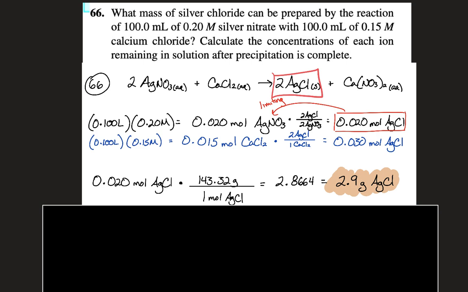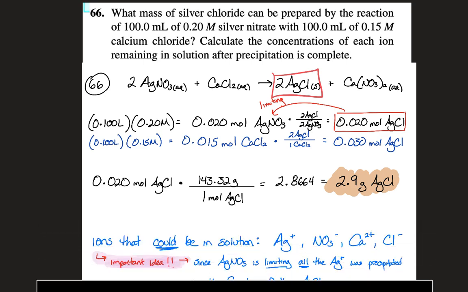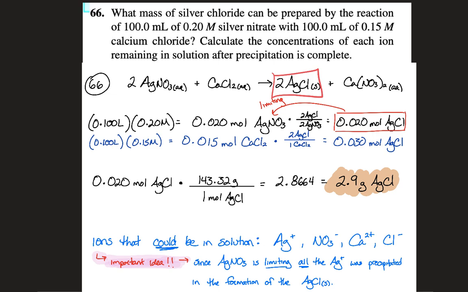Second part of the question, calculating the concentration of ions in solution after the reaction. Let's think about what was in solution initially, before the reaction. I'm going to separate all of this stuff into its ions. So I've got Ag+, NO3-, Ca2+, and Cl-. Imagine if you took this equation and wrote it out as a total ionic equation, where we ionize all of our aqueous stuff. Those are the ions that could be in solution: Ag, NO3, Ca, and Cl.